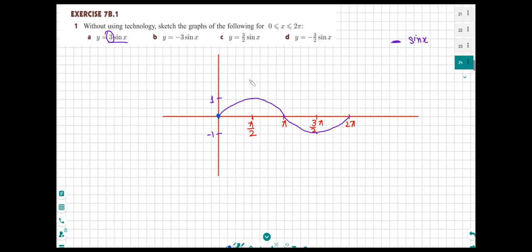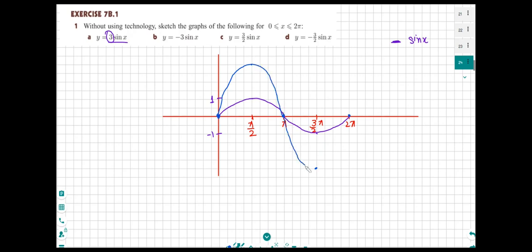1 into 3 is 3. So where is 3? 3 is here. 0 into 3 is 0. And again, negative 1 into 3 is negative 3, right? Here. And 0 into 3 is 0. So the graph will be this.